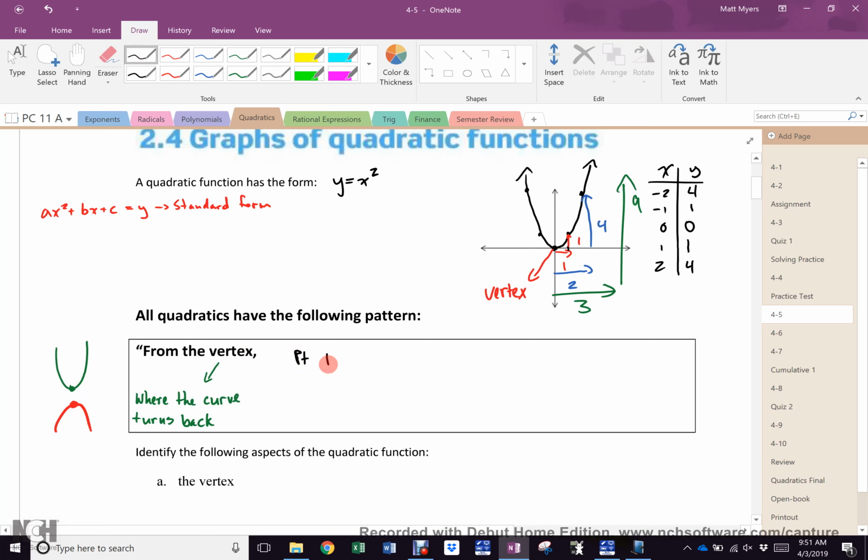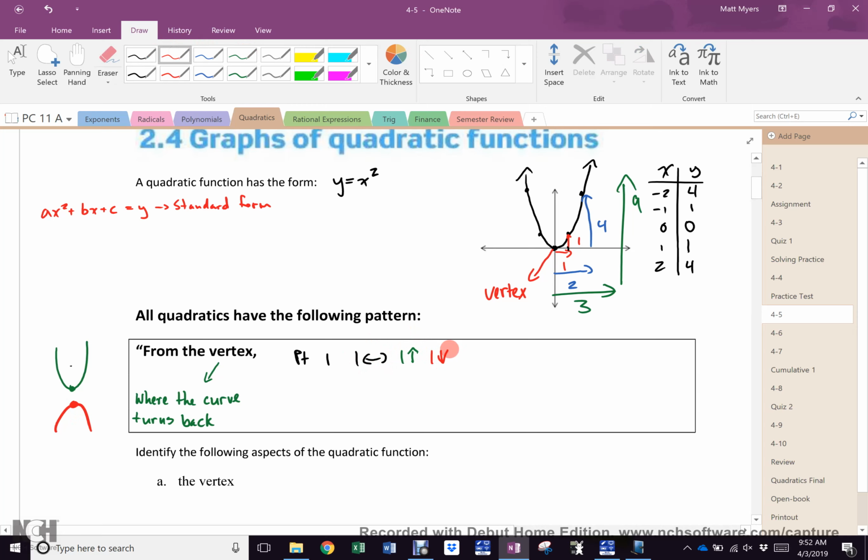Point 1 is 1 right and 1 up. Now, that's if it's this kind of parabola. What if it's the red kind of parabola? Then where's this one going to be? Down. So it's either going to, I should have used green. It's 1 right or left, because it goes on both sides. And then if it's the green parabola, it's 1 up. And if it's the red parabola, it's 1 down.